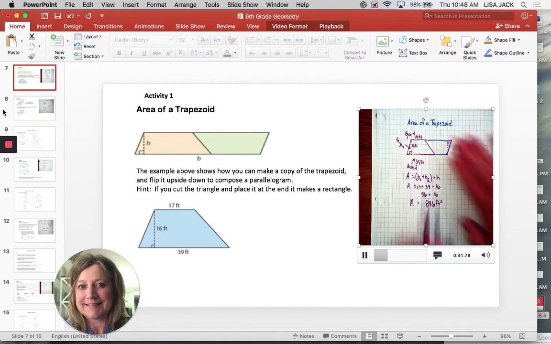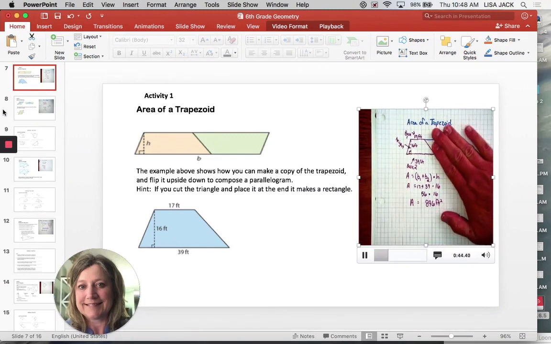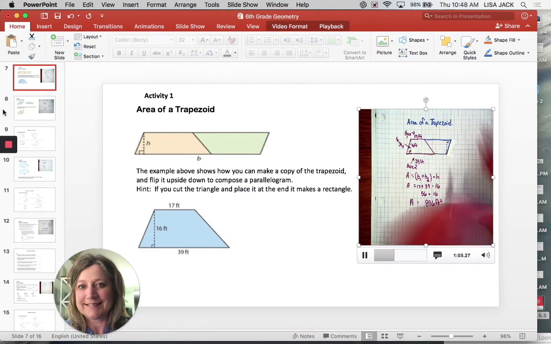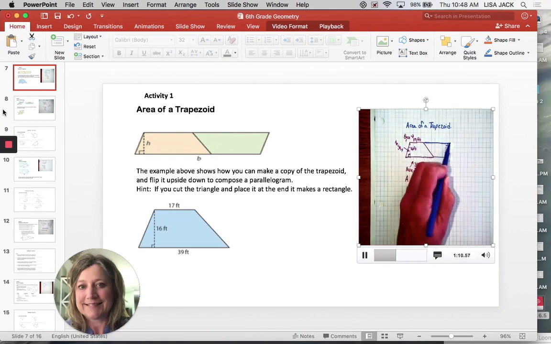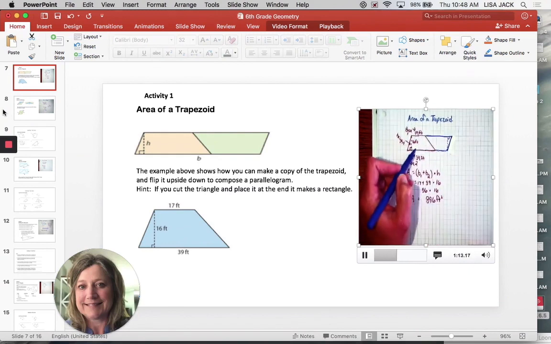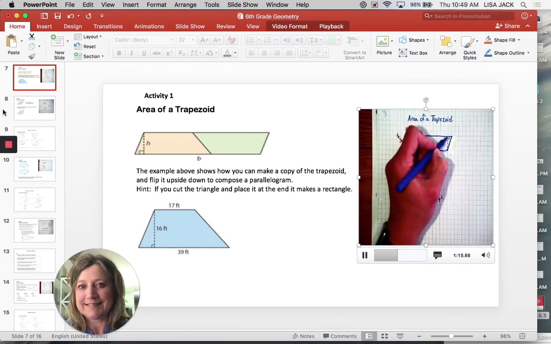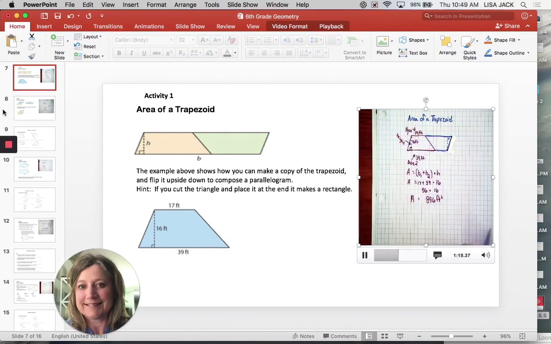Well, when we look at that, I think to myself, what am I going to be able to figure out the area of that figure with? We want to try to put everything in relationship to a rectangle or a parallelogram. So the first thing I did after drawing the original trapezoid is I drew a copy of it in blue. This is just a copy of the original trapezoid, and I even drew the little height so you could see it.